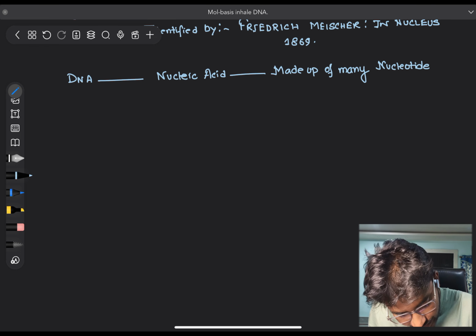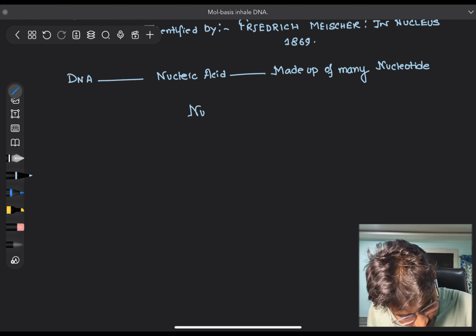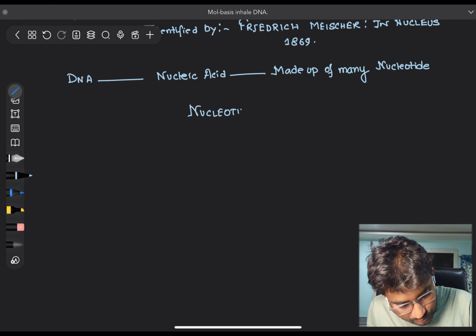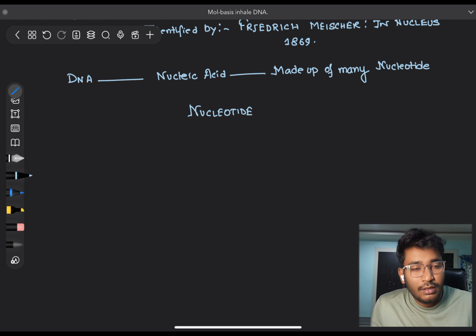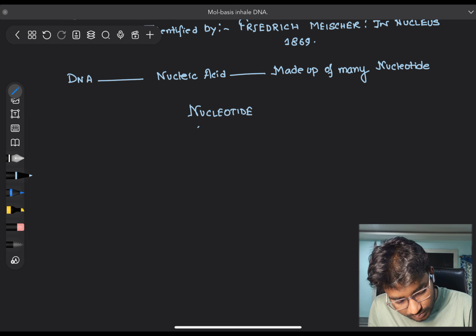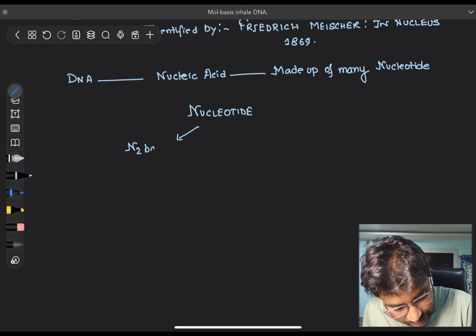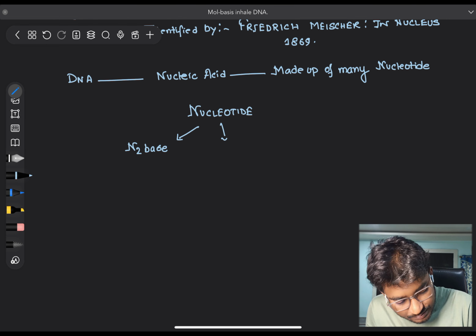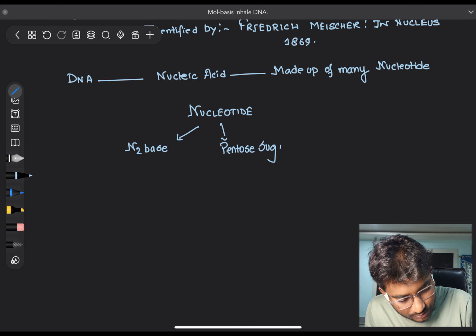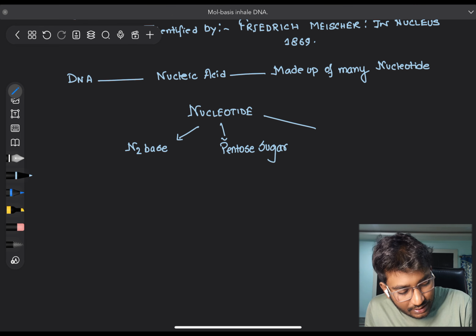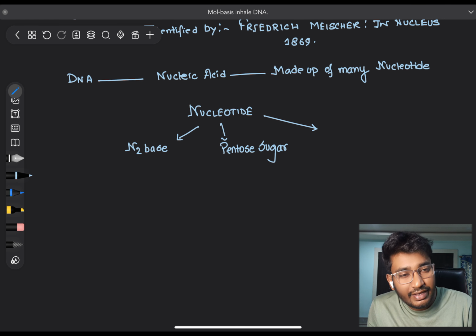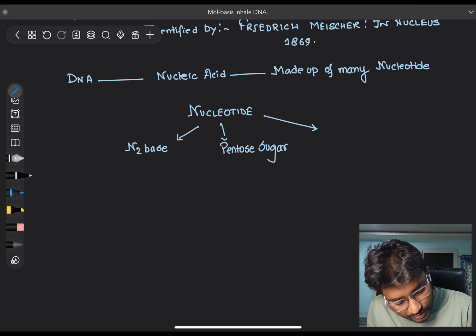So what do you mean by the word nucleotide? Try to understand the meaning of every word. If you understand the meaning of every word, then the MCQ will become easier. A nucleotide contains 3 substances: a nitrogenous base, a pentose sugar, and a phosphate. Pentose, why? The sugar contained in the nucleic acid is made up of 5 carbons in a ring, so it is called a pentose sugar.